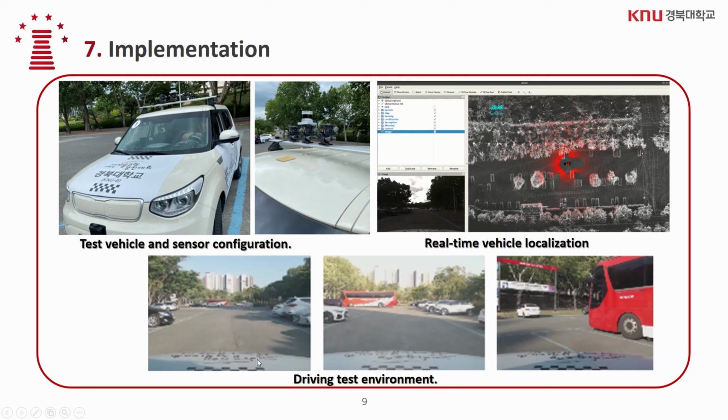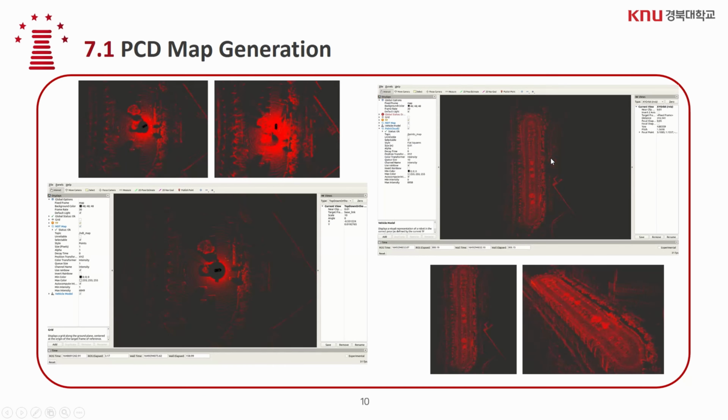We do the self-driving experiment. So that was our goal. So we have here the last three figures shows our driving test environment, and here is the real-time vehicle localization result. So to start with the localization, the first stage is a matching process.